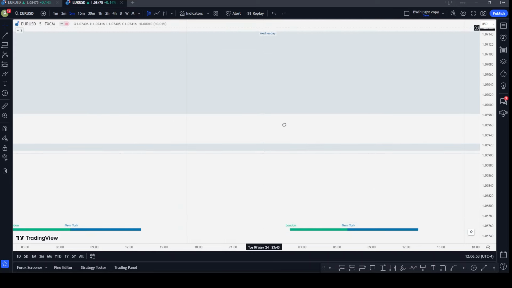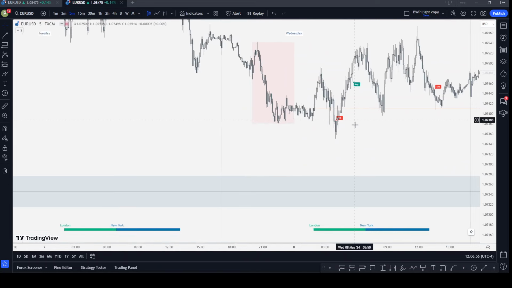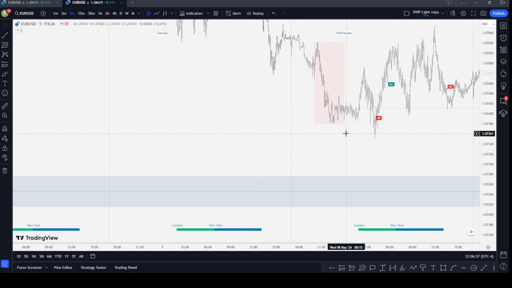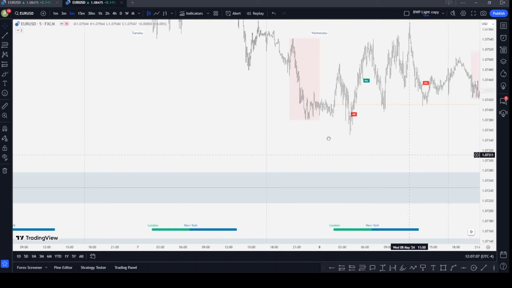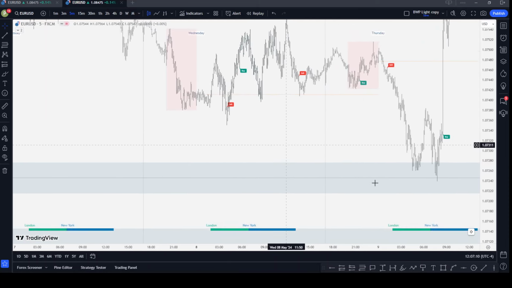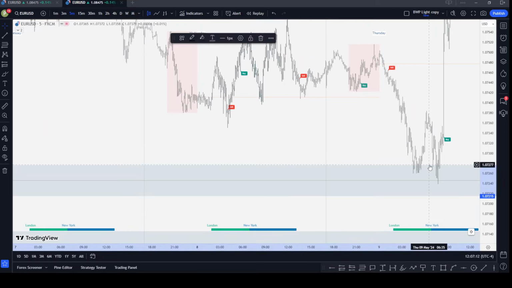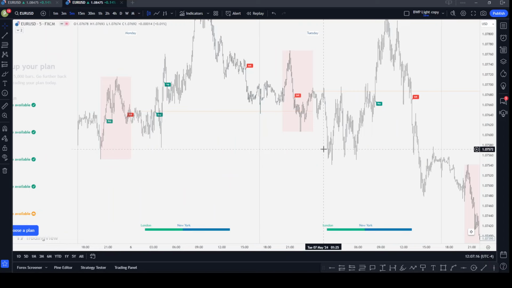Let's assume you don't know anything about balanced price range. Just any setup that formed immediately price touches this area, you want to go long. So let's go back to here.